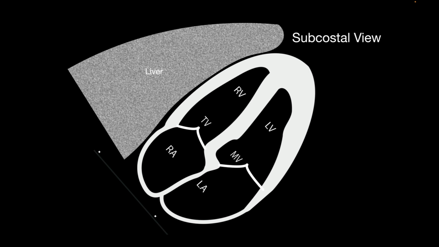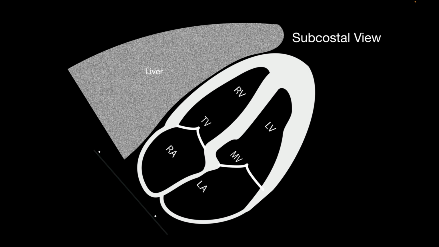And this is a good view to be able to achieve because it's pretty reliable. You can get it in most people. This is the view that we look at when we do FAST exams, for example, for looking for pericardial effusion. And it's also a really good view for people with advanced lung disease, because it's quite often tricky to get really good parasternal views or apical views on people with a lot of emphysematous changes and bullae in their lungs. So this is usually quite reliable in those sorts of patients.